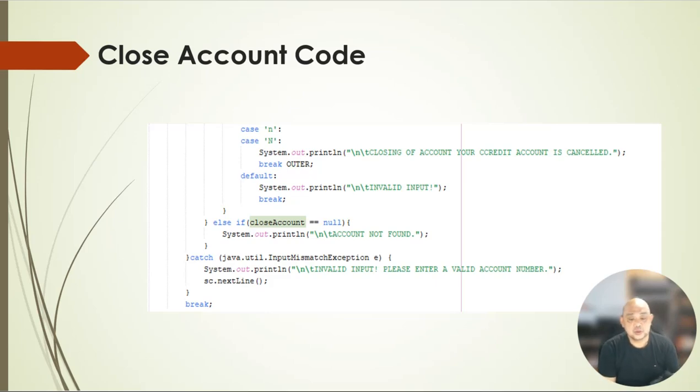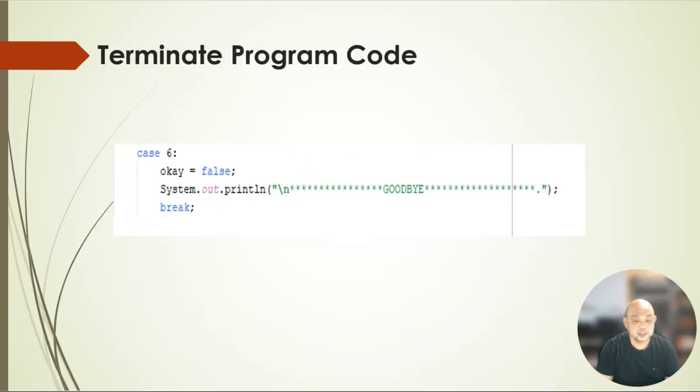Try catch is also used to evaluate user input whenever an input mismatch occurs. Last is case 6, which is for the program to be terminated, setting the boolean OK to false in order for the program to end.